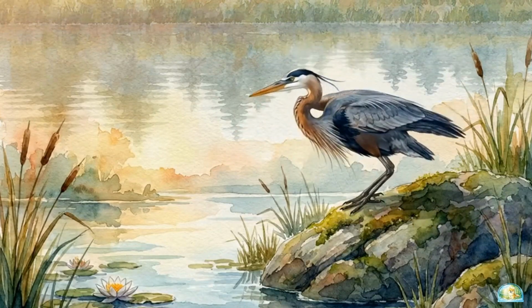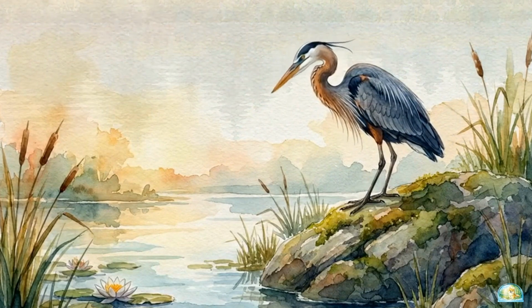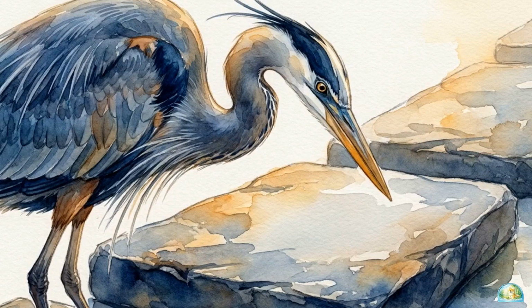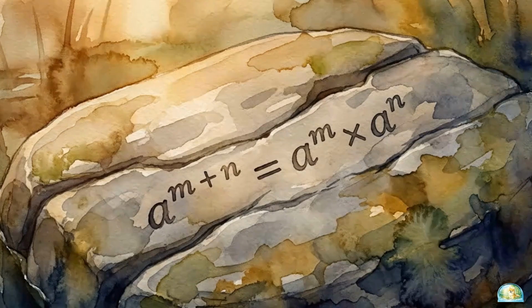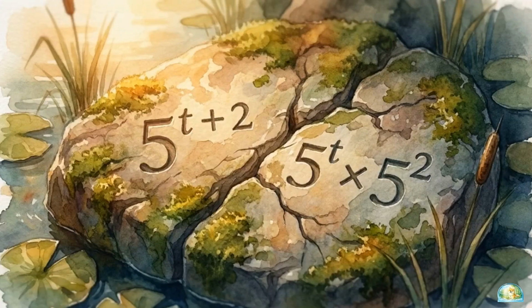She faces a shifted time interval, meaning the growth has already been running for 2 cycles before observation began. The environment is described by the expression 5 to the power of t plus 2. We can reveal the current scalar by applying the exponent rule. A to the power of m plus n is equal to a to the power of m times a to the power of n. Following that rule, 5 to the power of t plus 2 becomes 5 to the power of t times 5 squared.